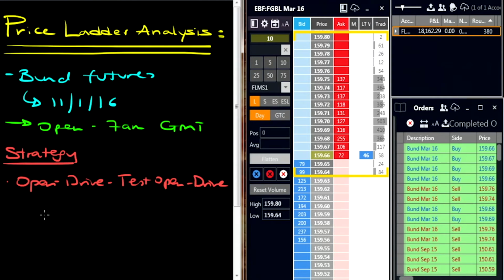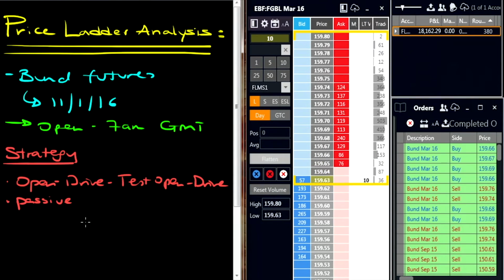In terms of how we would trade this, we're looking for passive entry. You don't want to be aggressive at the lows. You're trying to get in at a passive entry where you can afford a little bit more room.